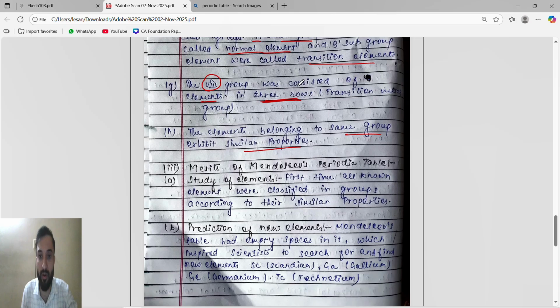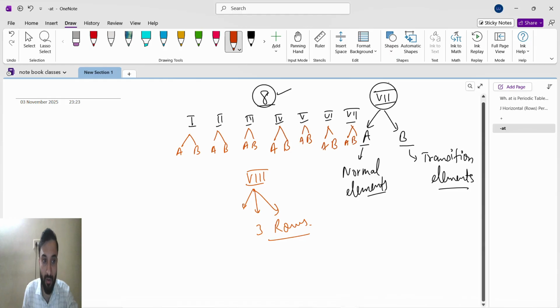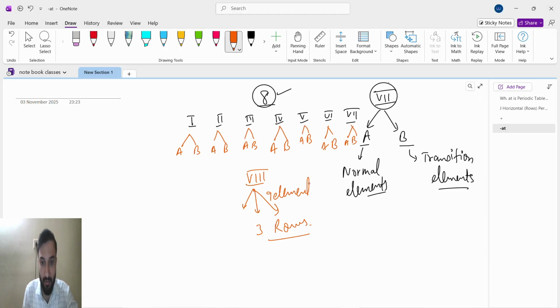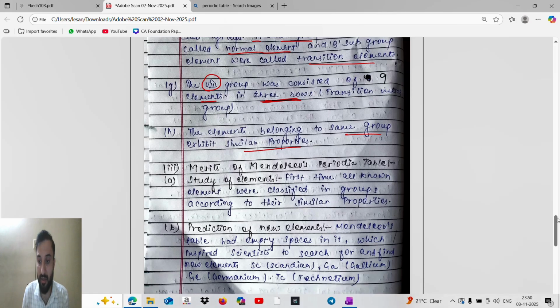The eighth group consisted of 9 elements in 3 rows. Total of 9 elements in 3 rows. Elements belonging to the same group exhibit similar properties. In the examination they can ask this.